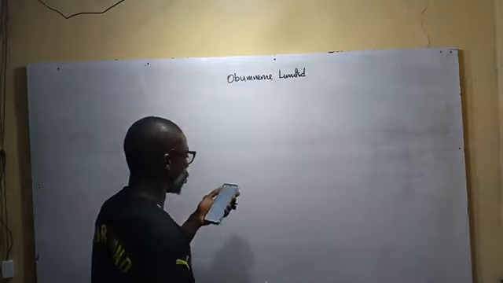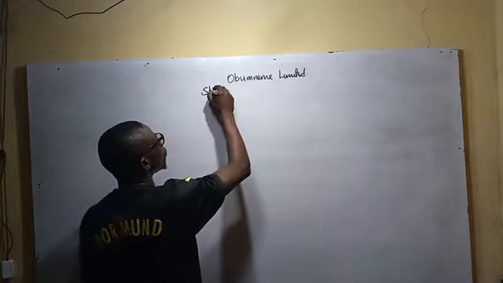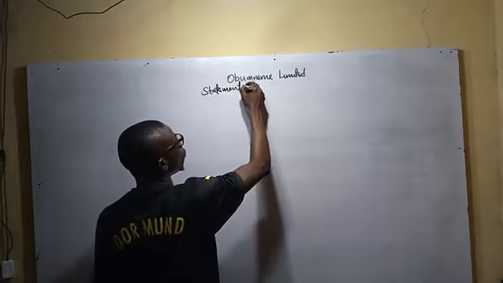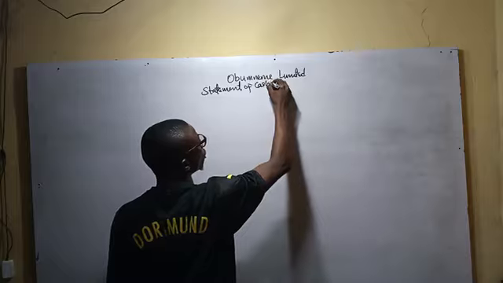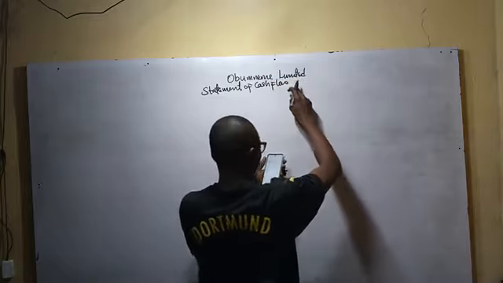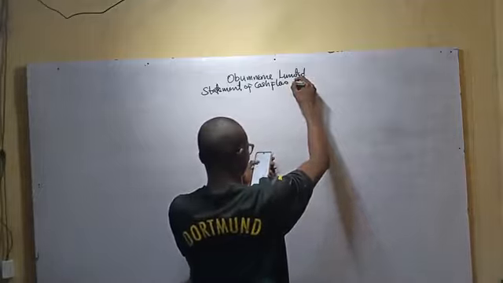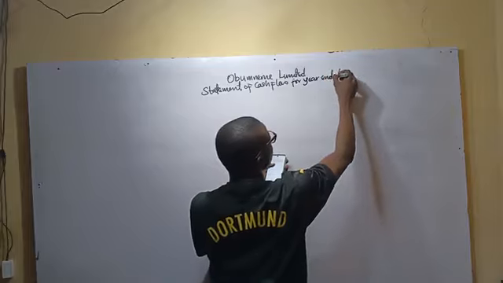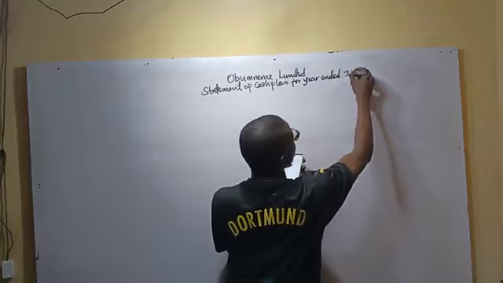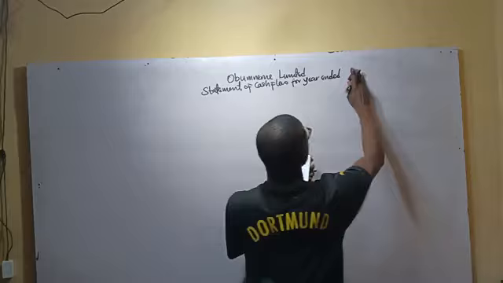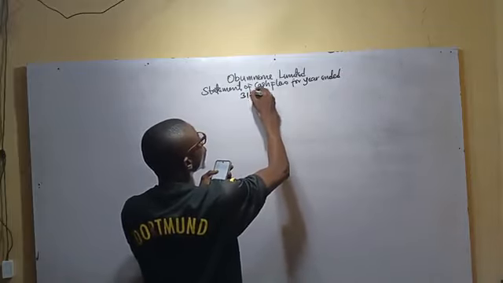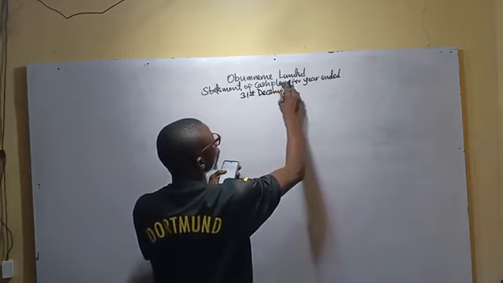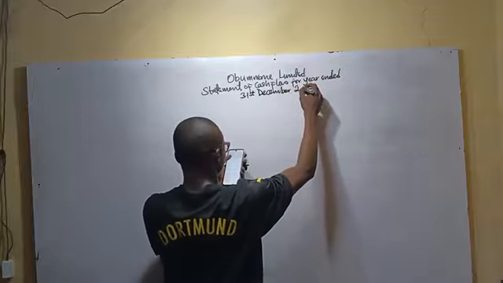You write it. Now we'll write the statement of cash flow for the year ended 31st December 2019.